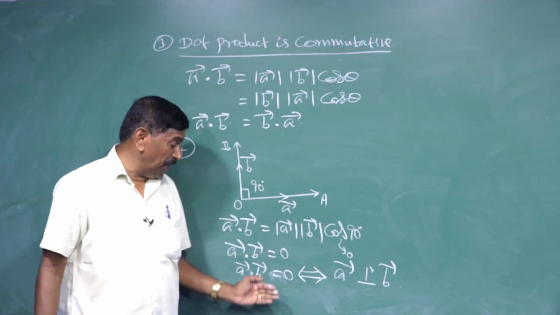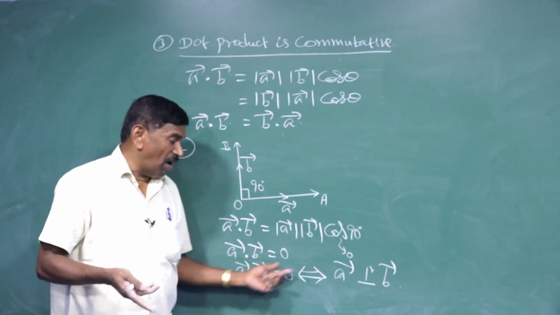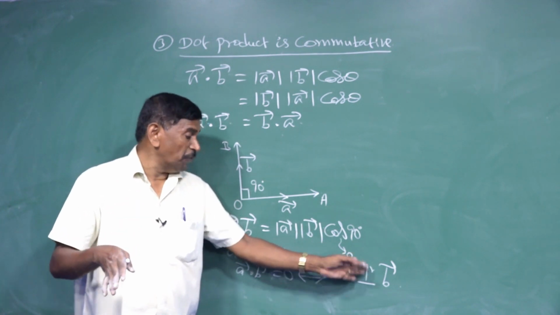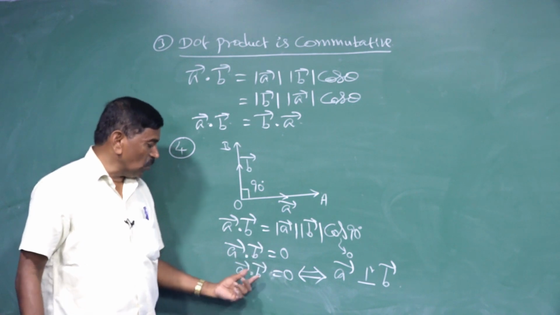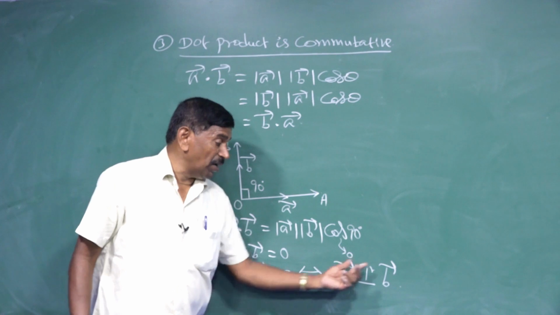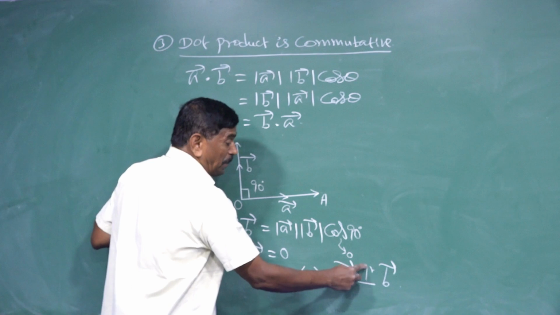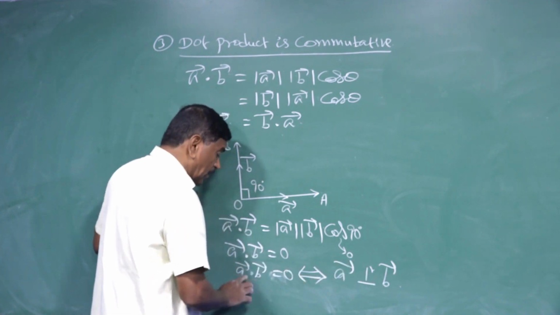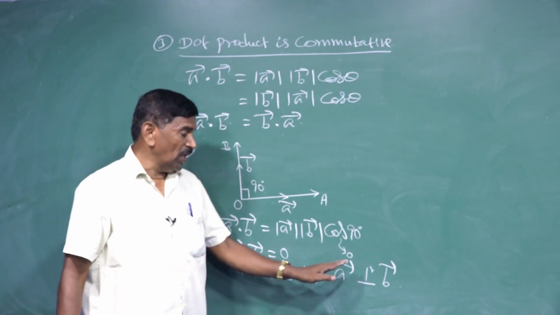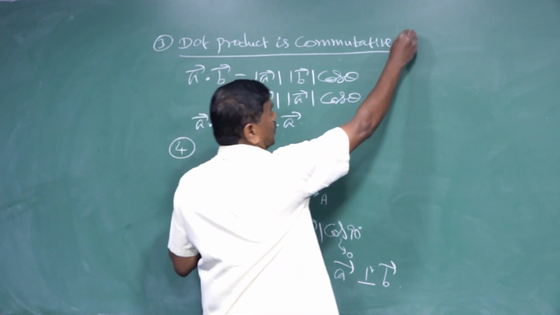If and only if means, taking LHS as true, that means RHS is also true. Assume that RHS is true, therefore LHS is true. So if A vector dot B vector is equal to 0, therefore these two vectors, A vector and B vector, are perpendicular. Conversely, if A vector is perpendicular to B vector, therefore its dot product A vector dot B vector is equal to 0. Which is concept 4.